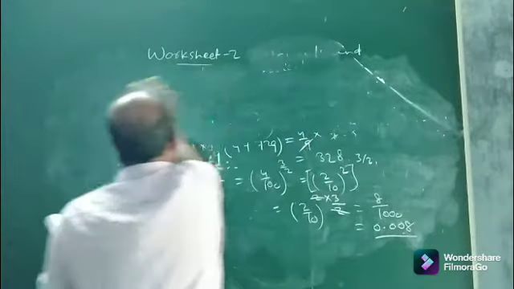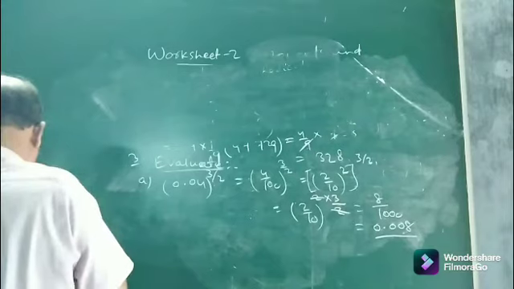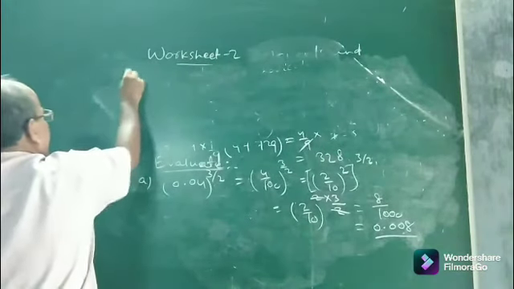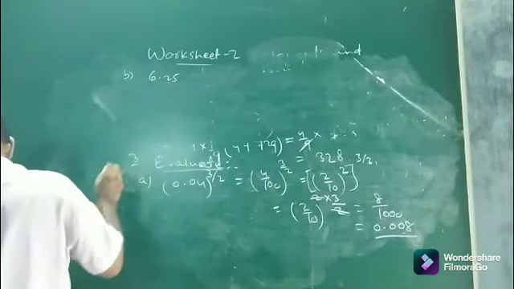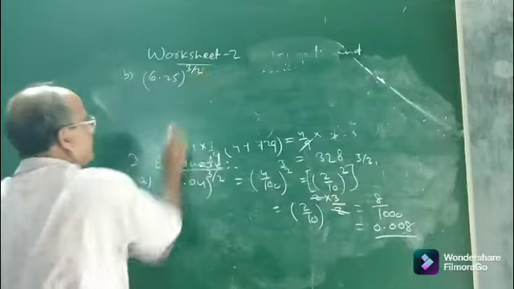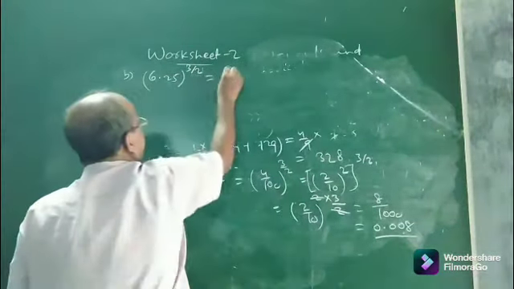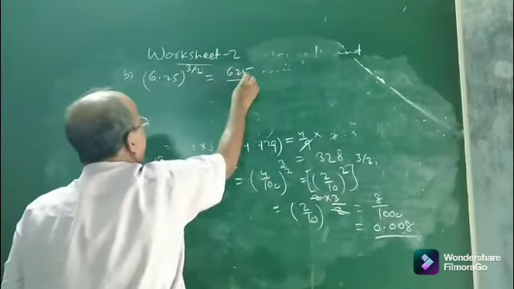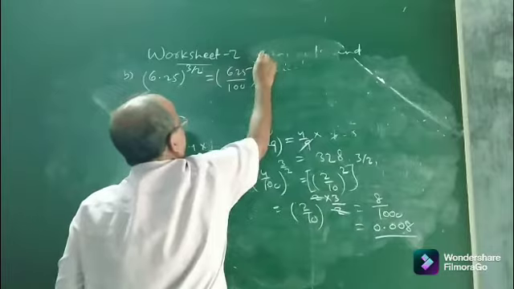So what is the second bit given? Let us see. Second bit is 6.25 whole to the power 3 by 2. How to do this one? Let us see. Now again you change it into a fraction. It will be 625 by how much? 100 whole to the power 3 by 2.